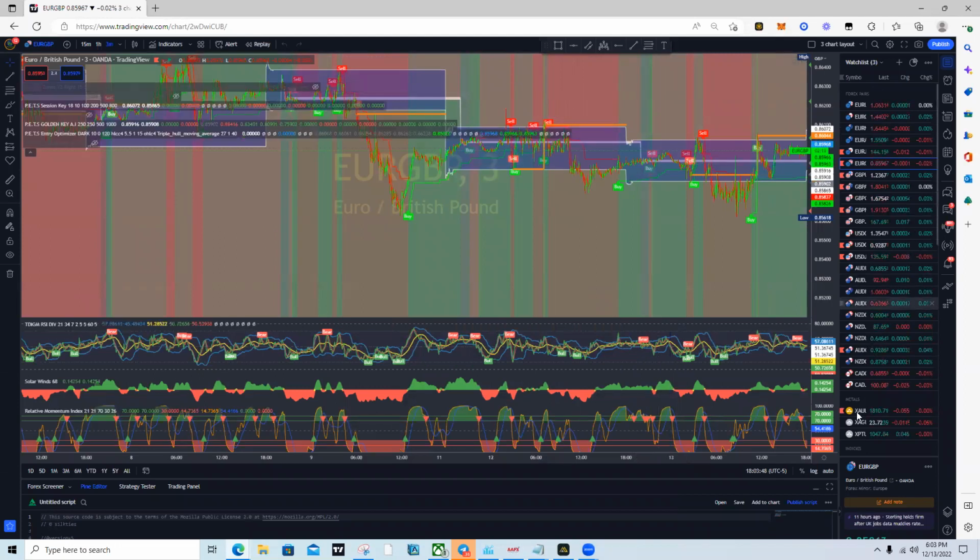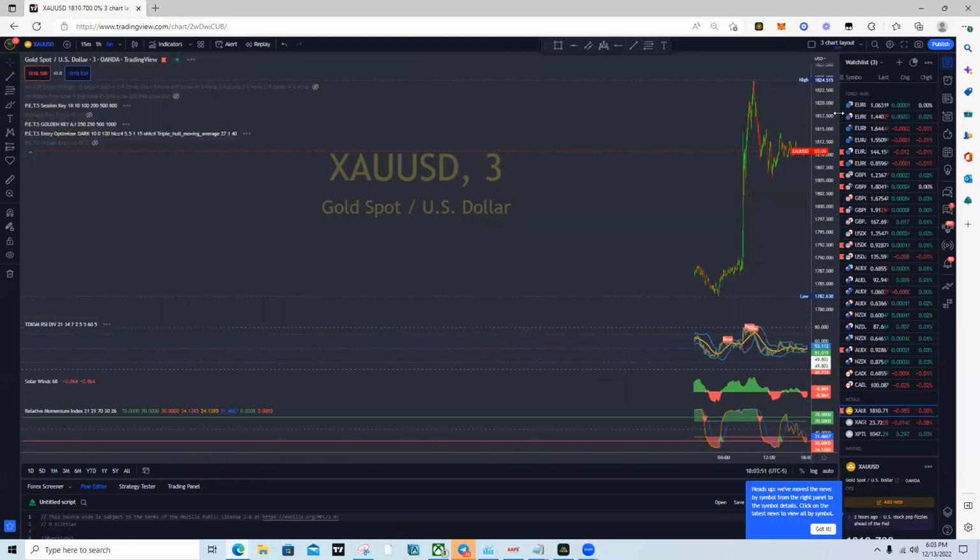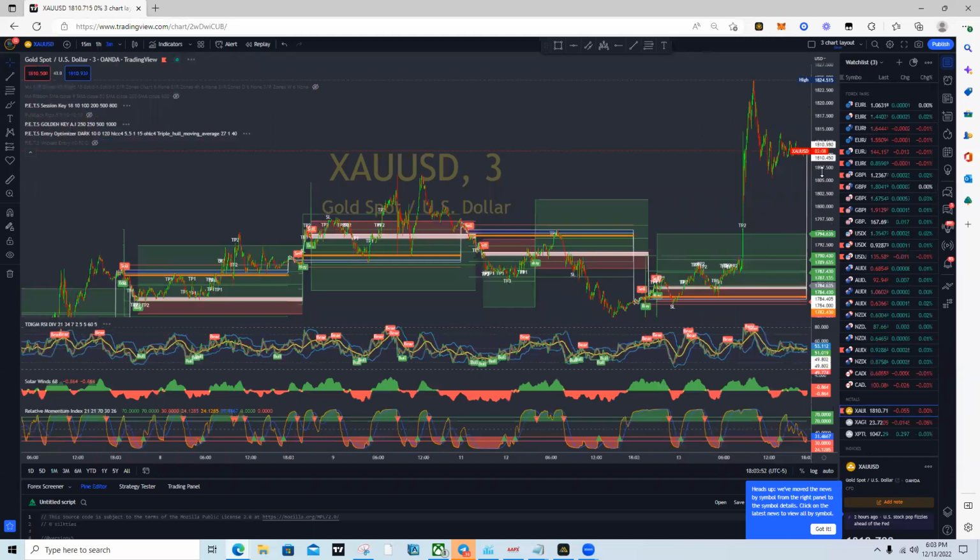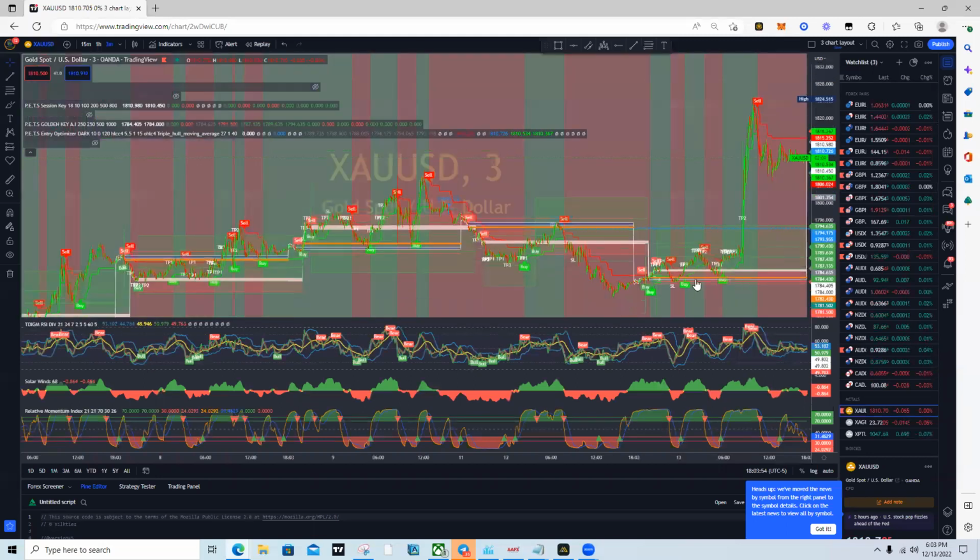Let's pull it up on gold. Ooh, that was a huge pull. That was a huge move. Look at these buys, man. Look at these buys on gold. Okay. Now notice we have the entry optimizer, the golden key tool, and the session key tool.